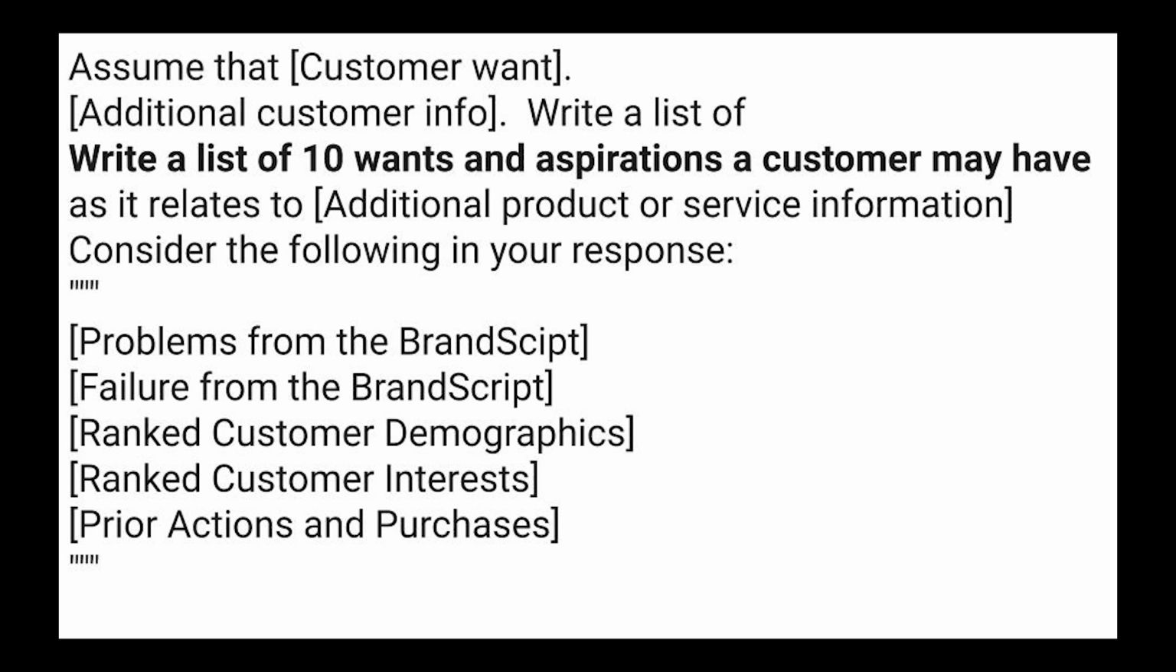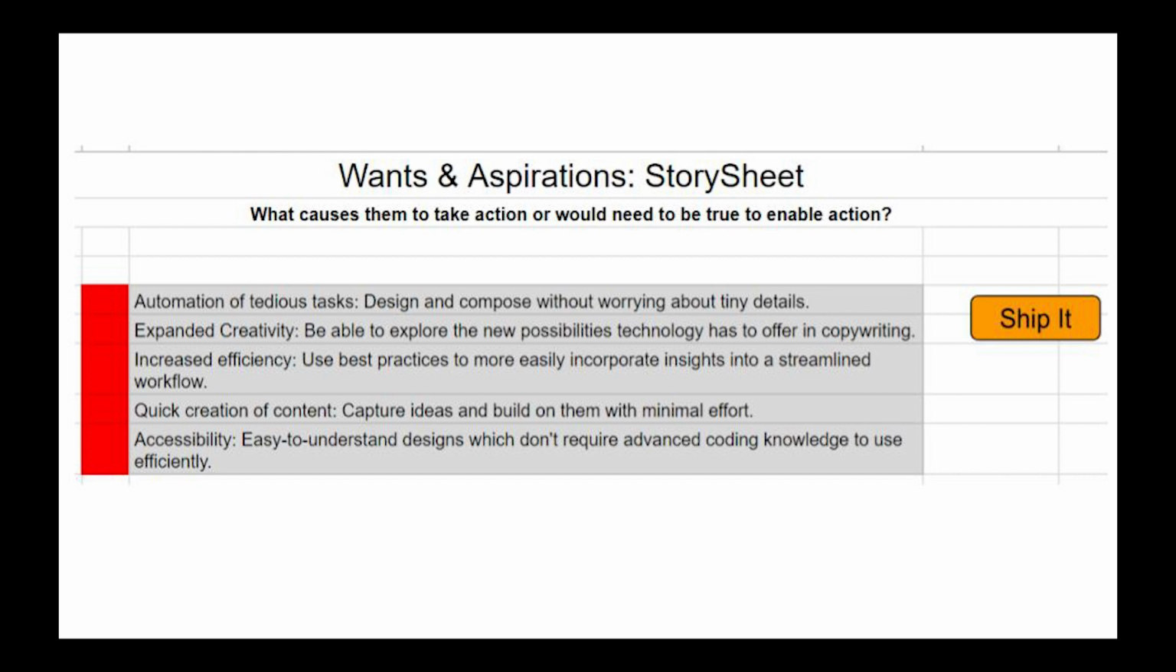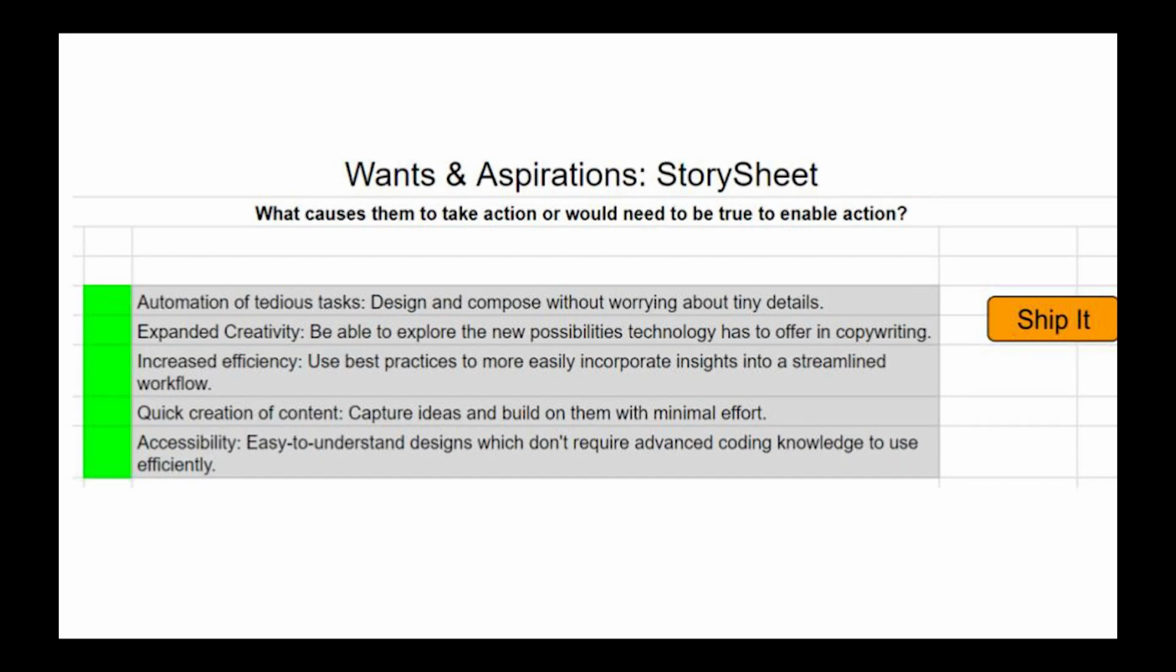Most of the prompt and context here is the same, except for the part in bold where we ask AI to list the wants and aspirations that a customer may have based on what we know so far. Rank the top 5 wants and aspirations that come back, and they will show up at the top of the page in priority order. Press Ship It, and your choices will be published to the grid.